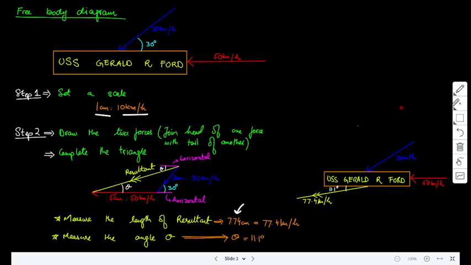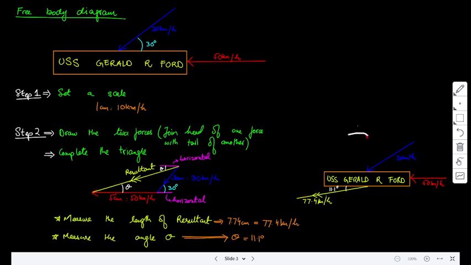Now we try to measure the angle with the horizontal. This is my horizontal, or you can say this is my reference line. So this was my horizontal, right? Hence this will be my horizontal. These two are parallel lines. This angle will be equal to this angle, as the velocity of the engine was directly on the horizontal. So I have to find this angle. I'll measure it by using a protractor. This angle, by measuring it, is 11.1 degrees. Hence the resultant velocity of the ship is 77.4 km per hour at an angle of 11.1 degrees from the horizontal.